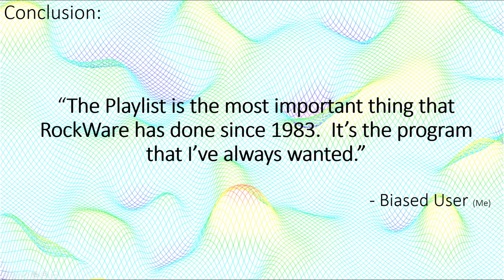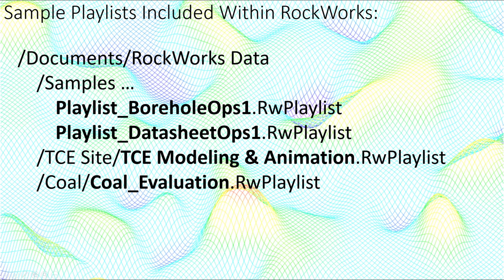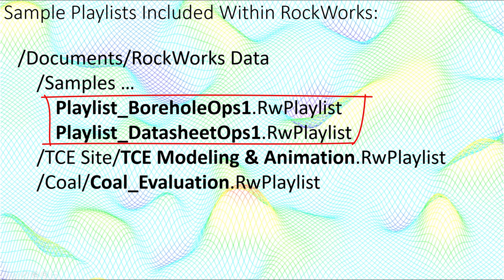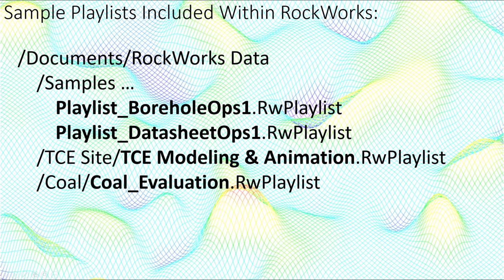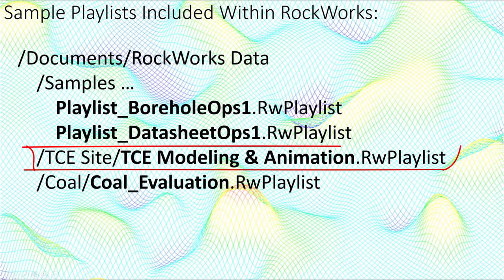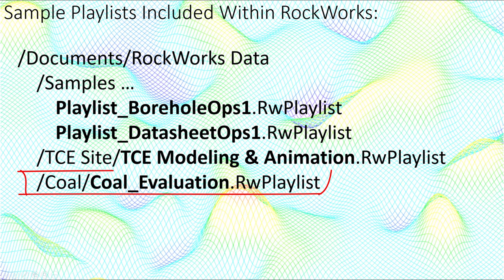Obviously, I'm kind of biased about this, but I think it's the most important thing that we've done. It's the RockWorks that I've always wanted. Now, within the program, just to reiterate, there's four different sample playlists that you can have a look at. There's the borehole ops one in the samples folder and the datasheet playlist also in the samples folder. And then we have separate folders with sort of full project scenarios for the one called TCE site and for the one that I just showed, the coal evaluation sheet.